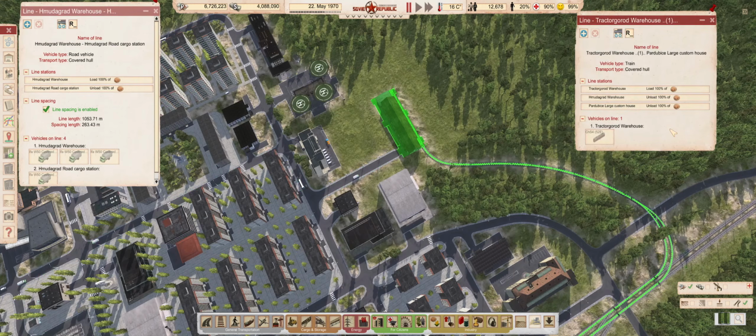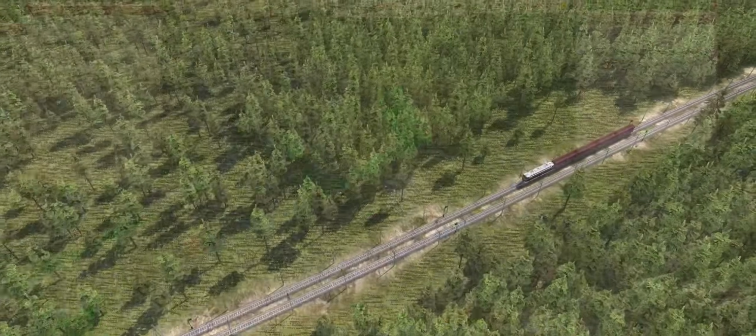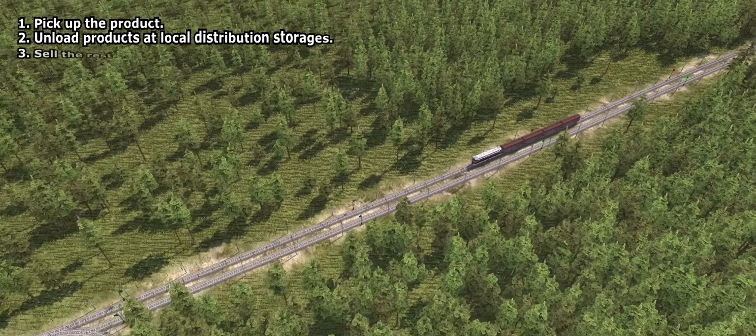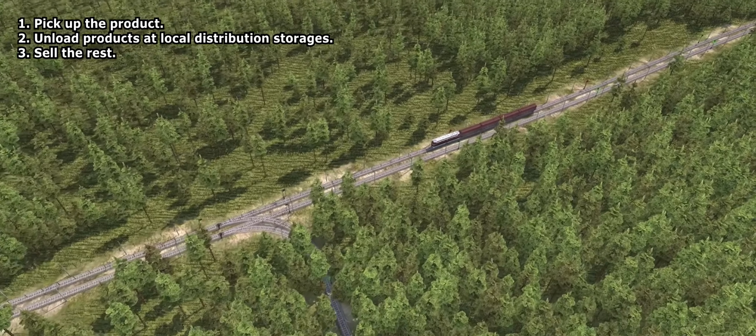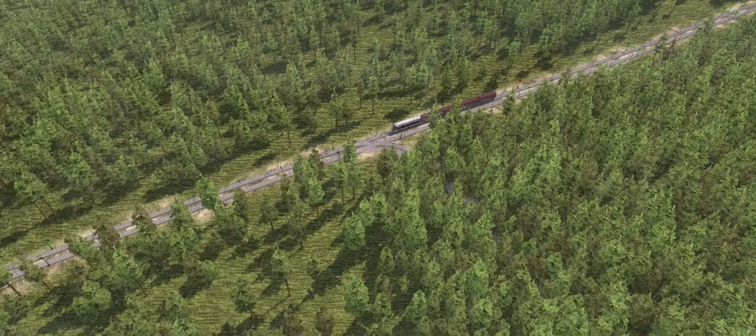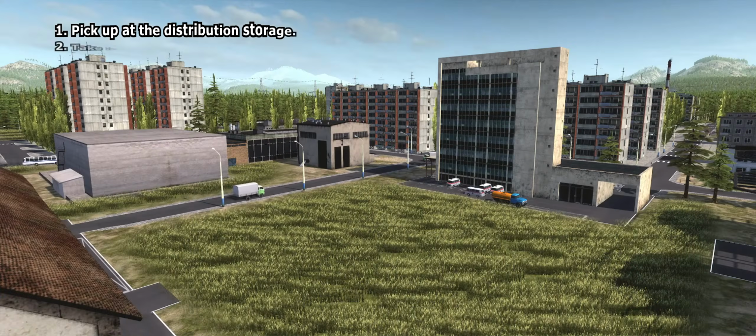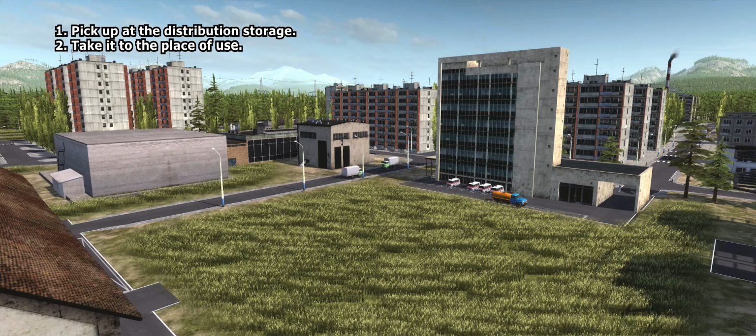To sum up, have two levels of distribution: long range and local. Long range picks stuff up at the source, drops it off at different points of your republic, and finishes by selling any remaining goods at the border. Local distribution picks products up where trains unloaded them, and takes them to the actual building where they are used.